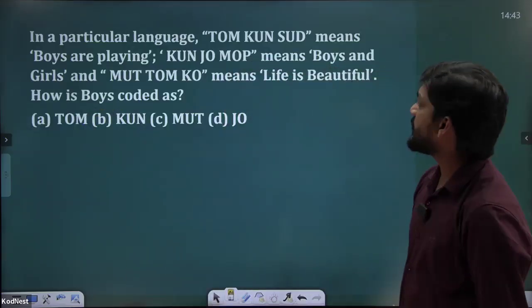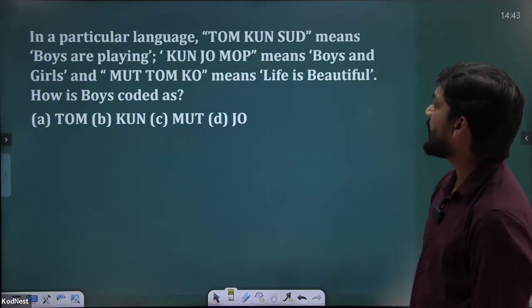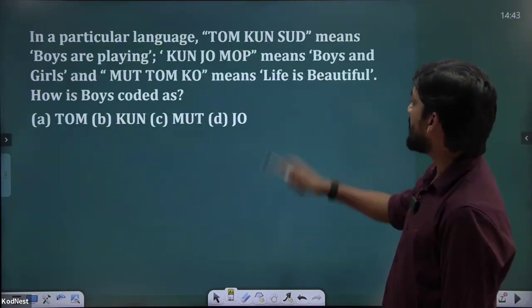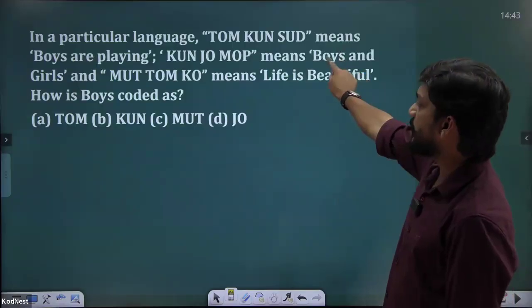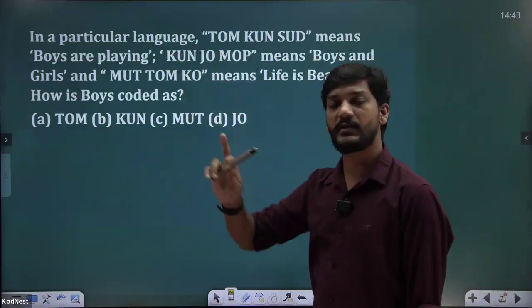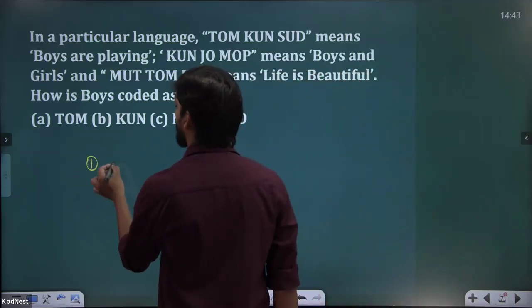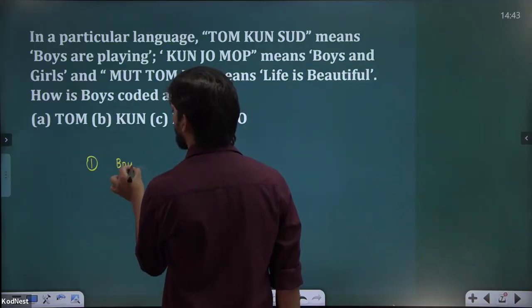So where is boys present? How many sentences we have? Boys and girls, life is beautiful. Okay, boys is not present here. Boys is present there. Boys is present there. So first and second sentence, boys is present.